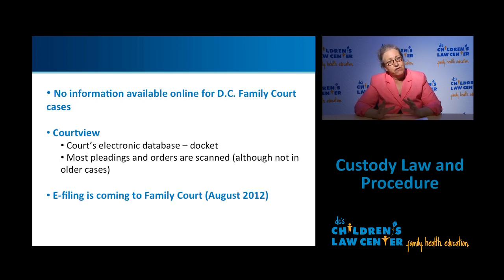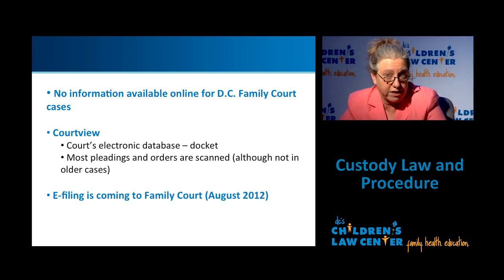I want to highlight a couple of other things about the administrative functioning of the court. Unlike some court systems, there is no information available online for DC family court cases, and I think it's not likely that there will be for the foreseeable future. For certain kinds of DC Superior Court cases, cases in the Civil Division and cases in the Criminal Division, there is some information posted online. It's not very complete information, but you can get some information. But there is no information online for family court cases, for divorce or custody cases. There's also no information posted online for civil protection order cases.